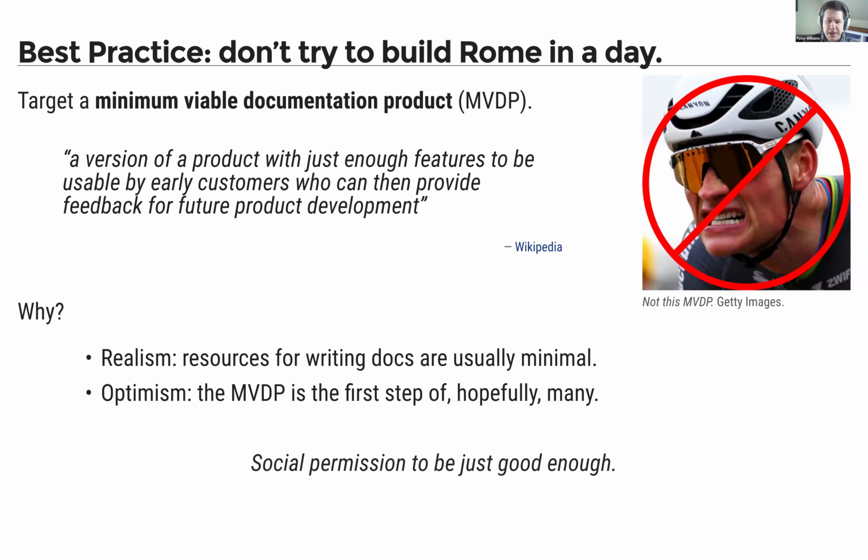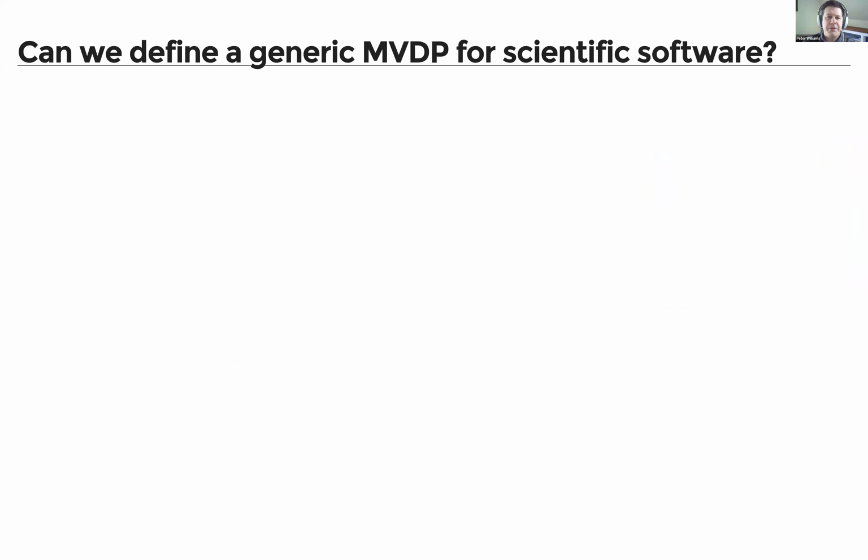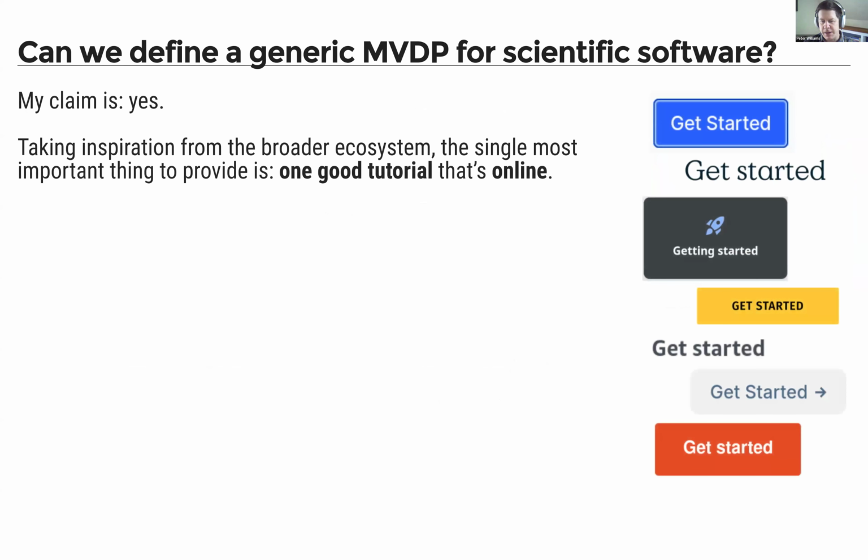So, in a certain sense, this mindset is all about giving yourself permission to not do the best possible job, but to do a job that's just good enough. So, during my fellowship, I spent some time considering the question of, can we define a generic minimum viable documentation product for scientific software? And as you might expect, my claim is actually yes.